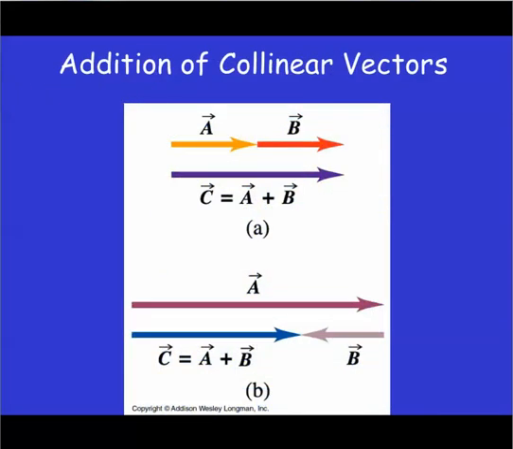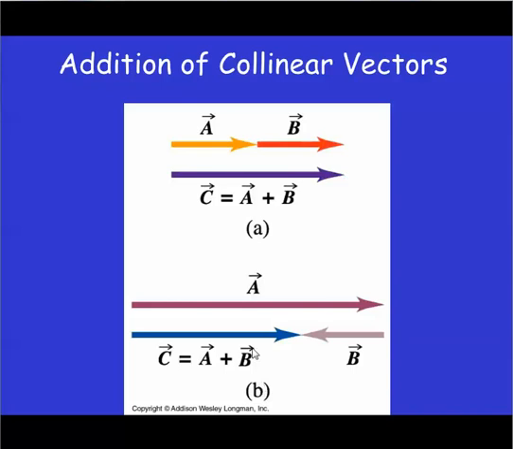So when vectors are in the same direction, then it is like normal addition. You either add them or you subtract them if they're in opposite directions. I think that should make a great deal of sense. If A is 3 meters to the east, and B is 3 meters to the east, then the result is 6 meters to the east.